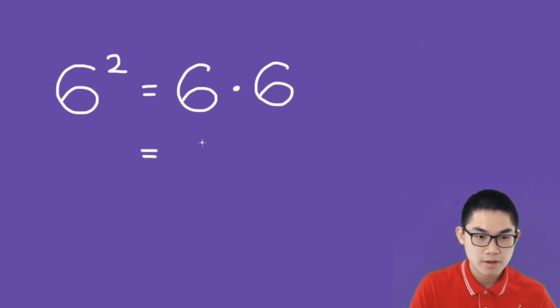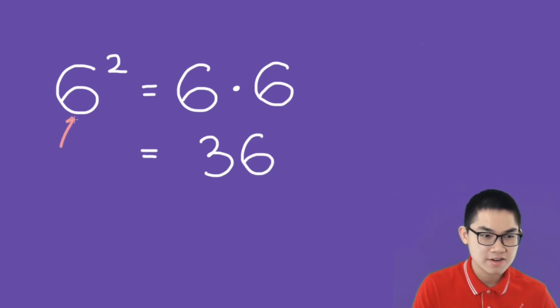In this video, we're going to work with powers and exponents. So for example, what is 6 to the power of 2? 6 to the power of 2 is the same as 6 times 6. So as you can see, 6 times 6, 2 times. And 6 times 6 will give you 36.